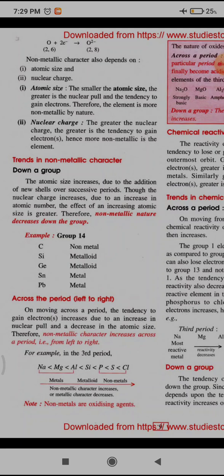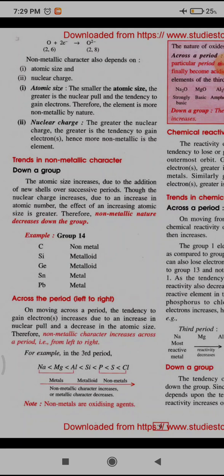Just see group 14 is given, from carbon to Pb. Just see, carbon is the non-metal, then 2 metalloids are there, again then metal is there, means non-metallic character is decreasing, means from the non-metals we are going towards the metals. So atomic size increases, addition of new shells over successive periods, and the nuclear charge increases due to increase in atomic number. Effect of increasing atomic size is greater. It is written the same as I told.